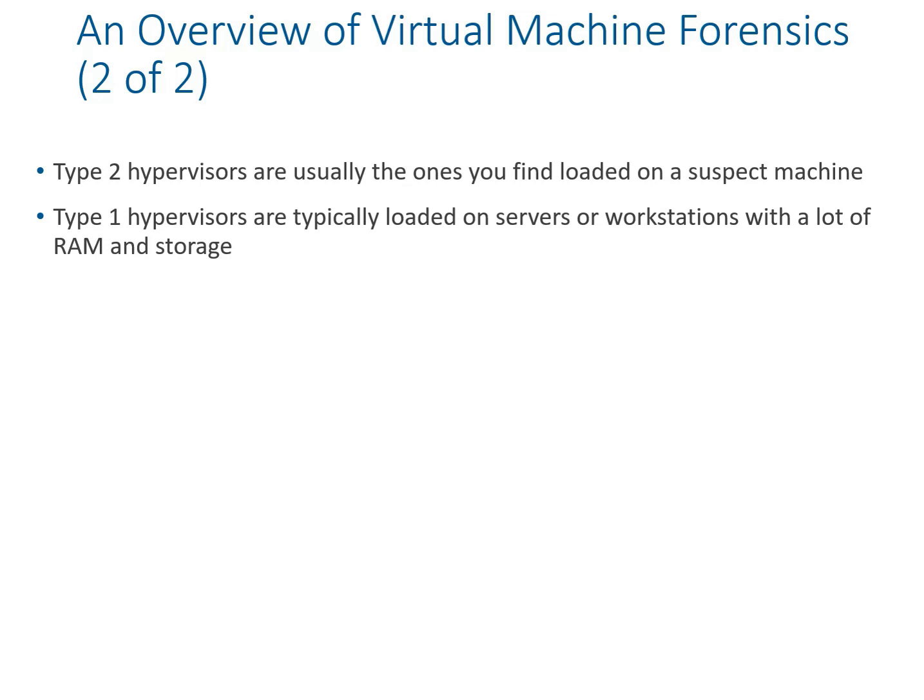Now, type 1 hypervisors are typically loaded on the servers or workstations, and they usually have a huge RAM and a huge storage. Now, RAM would be available on the server itself, but the storage is usually a shared storage which is shared by all virtual machines which are running on a type 1 hypervisor.